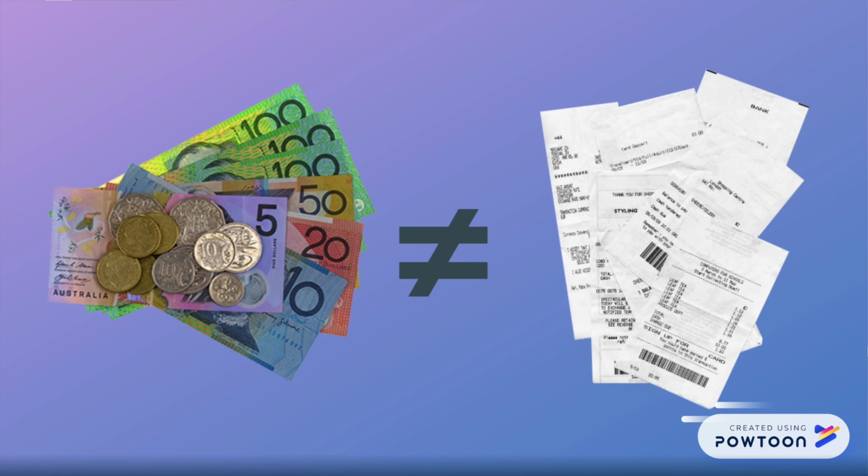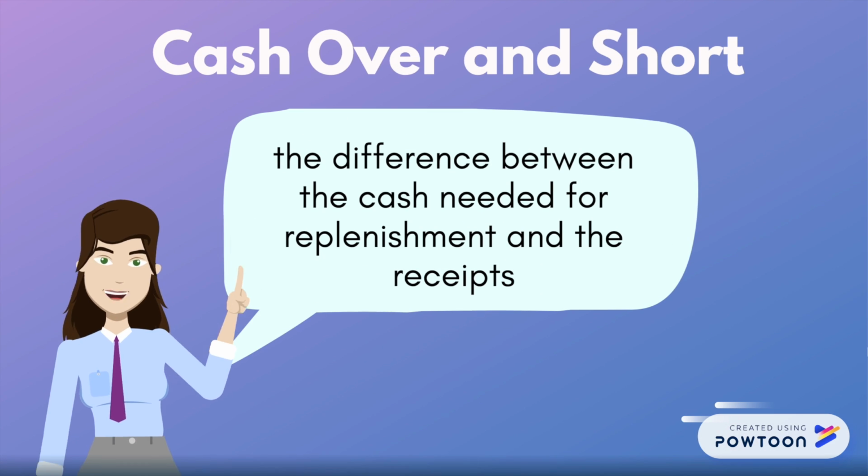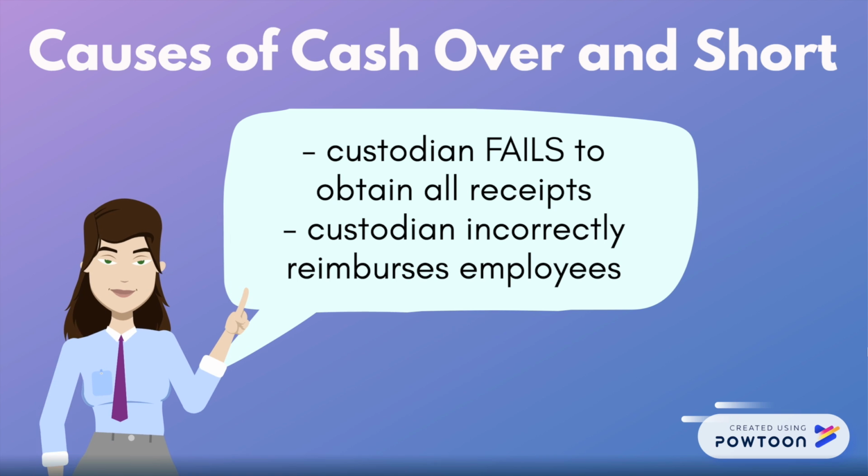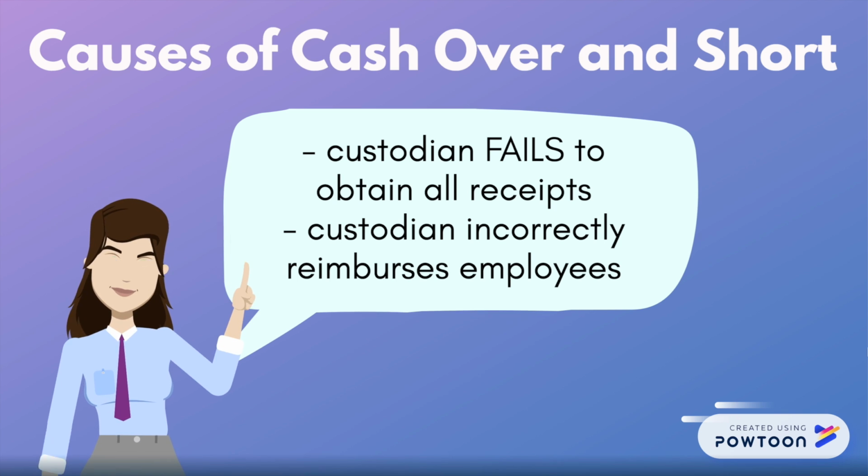Sometimes there is a difference between cash needed for replenishment and the receipts. This is called cash over and short. It is caused when the custodian does not collect all receipts or incorrectly reimburses employees.